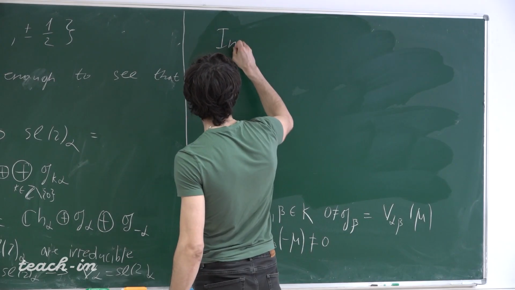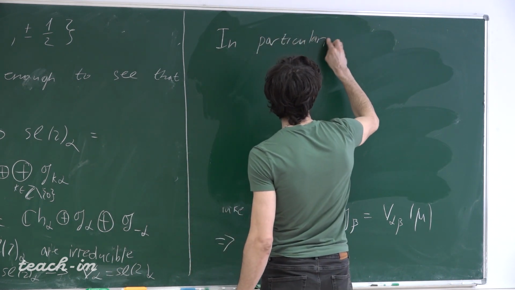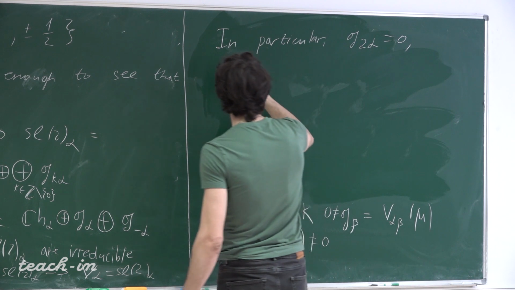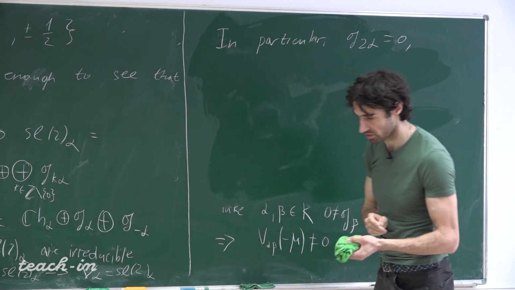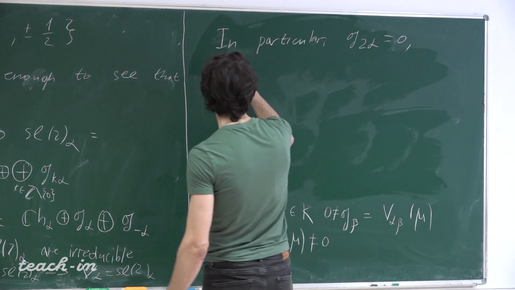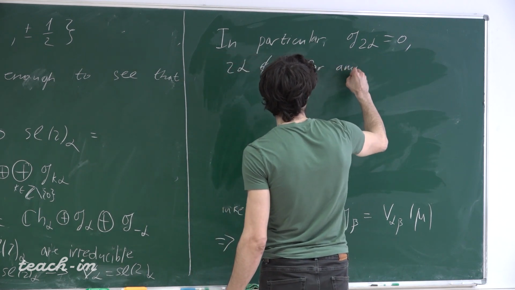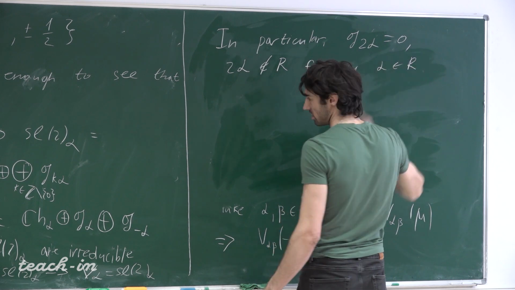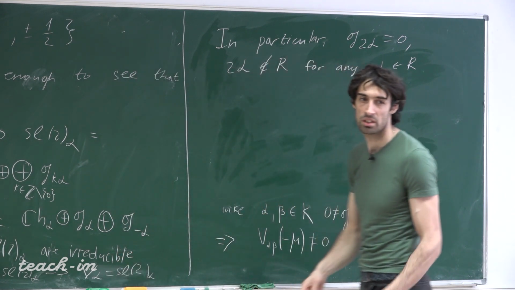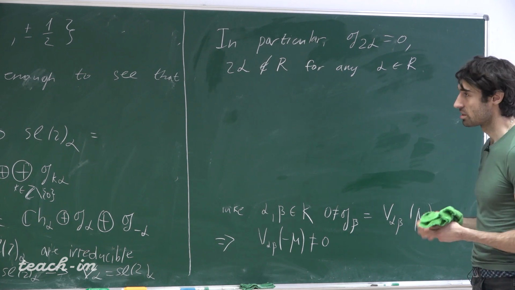In particular, G2 alpha is 0. So twice a root cannot be a root. Okay, so 2 alpha is not in R for any alpha from R. That's exactly what we wanted. Okay, so we proved the proposition.